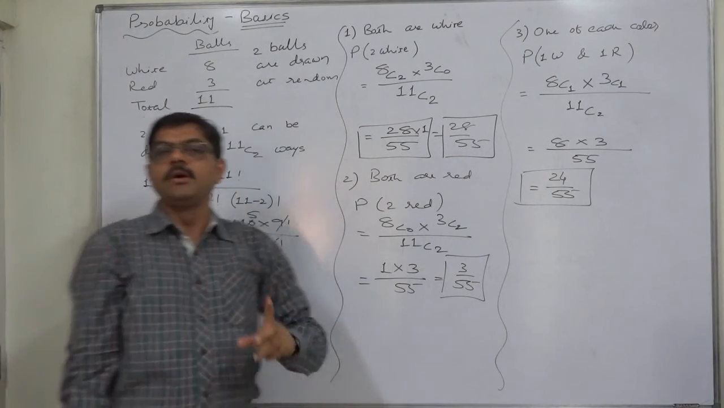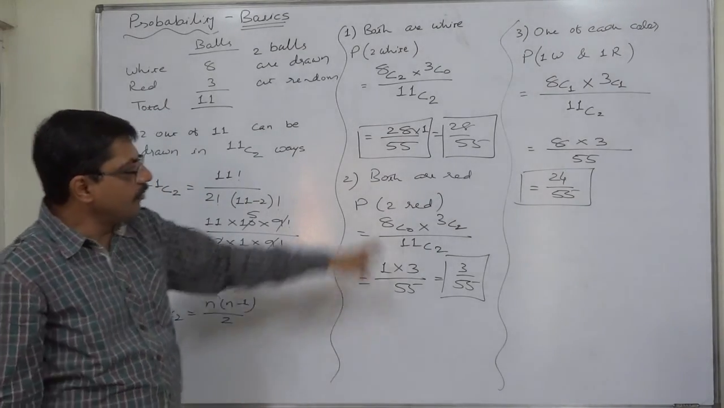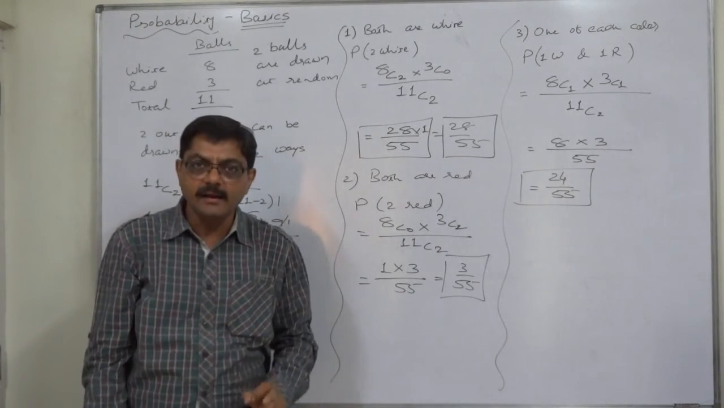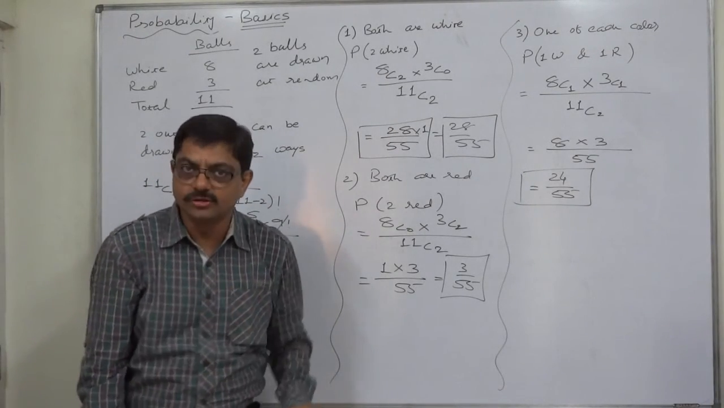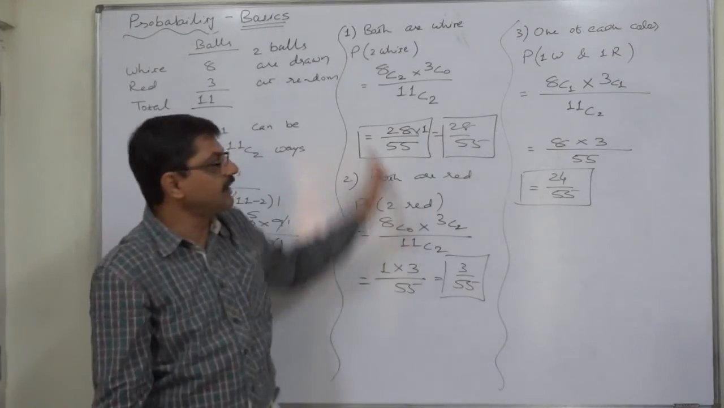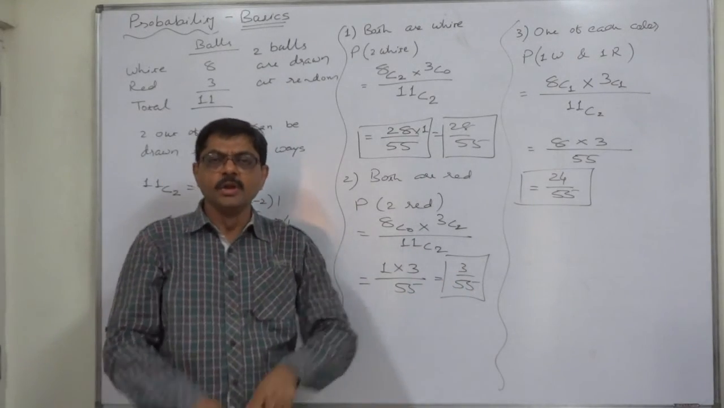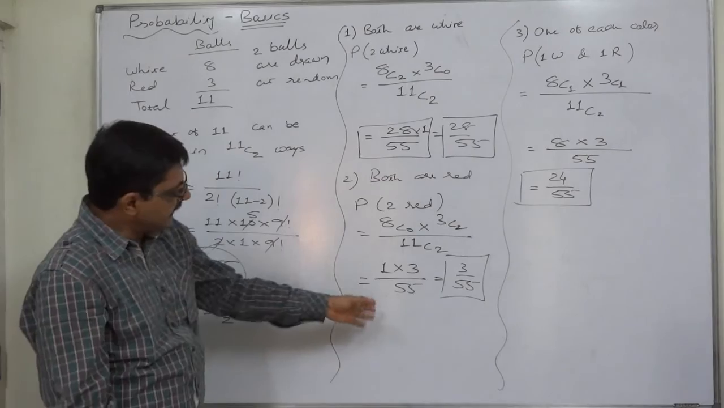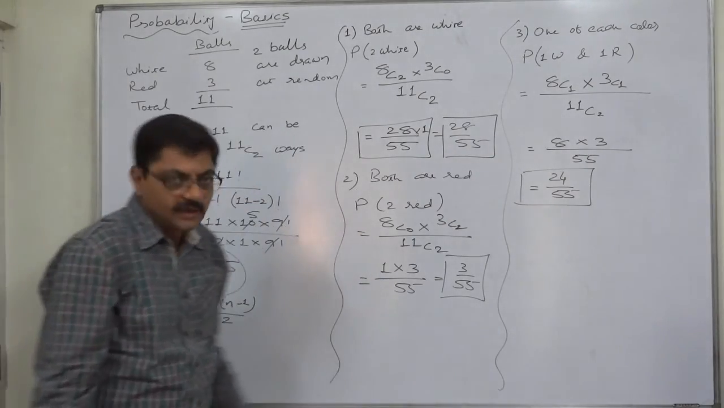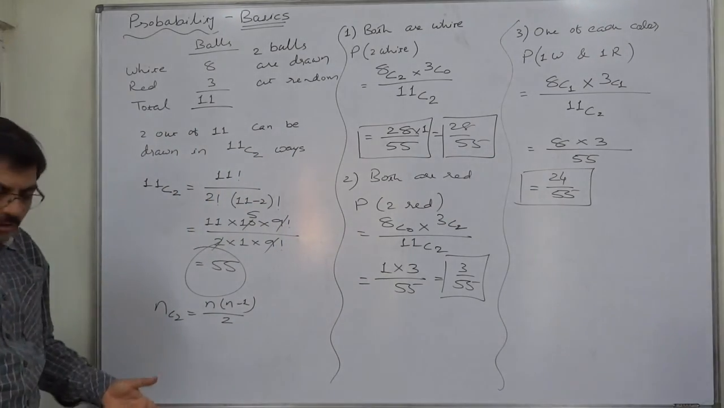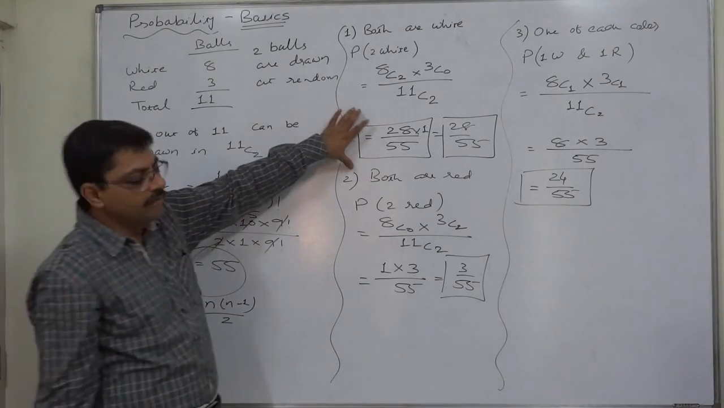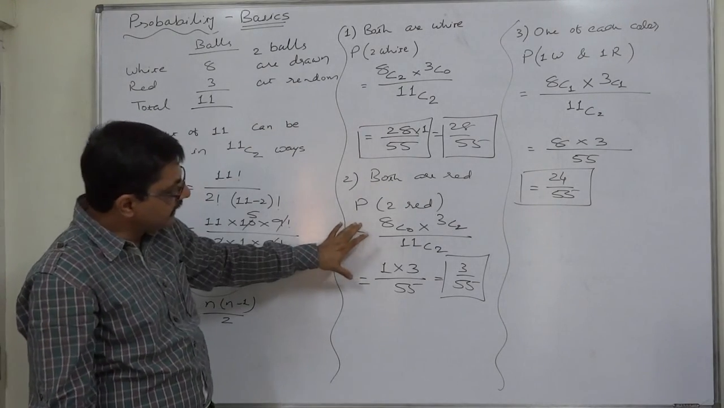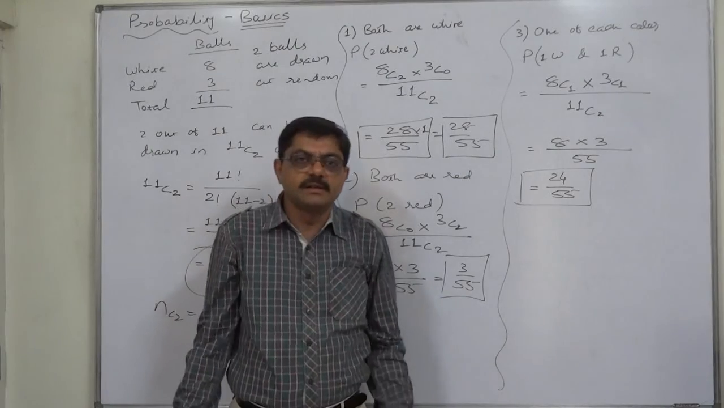If we perform this experiment, actually the outcome must be any one out of these three, because the summation of probabilities of all these three outcomes comes to 1. That is possible only if the events are mutually exclusive and exhaustive. Exhaustive means no fourth case is possible. Mutually exclusive means at a time only one can happen. If we really draw 2 out of 11 balls, either both will be white or both will be red or one of each color. That's it.